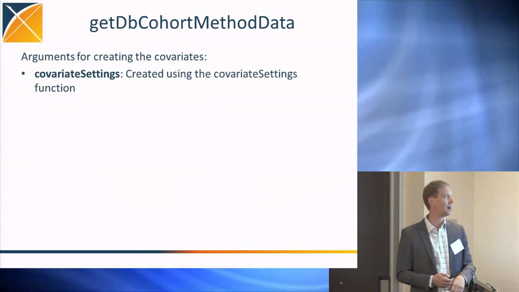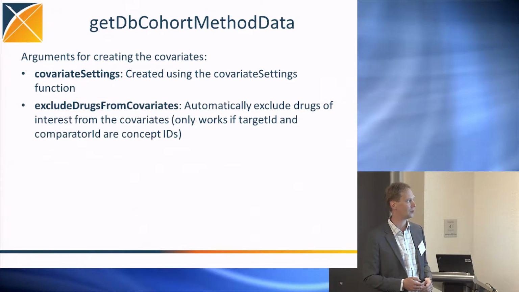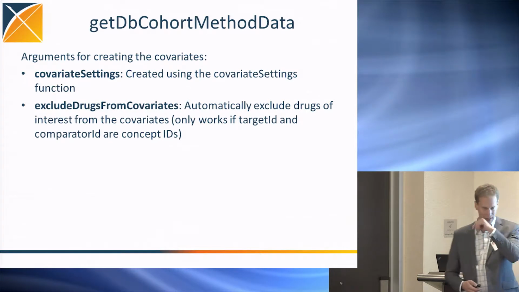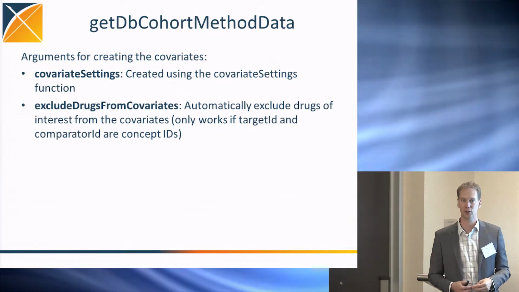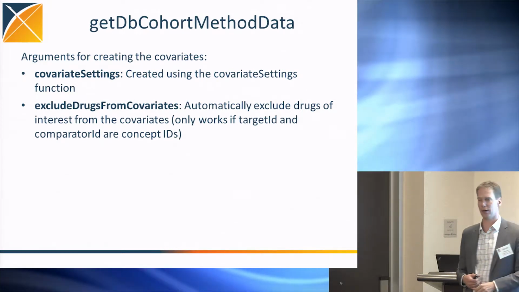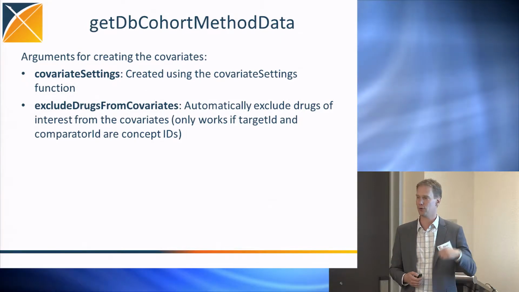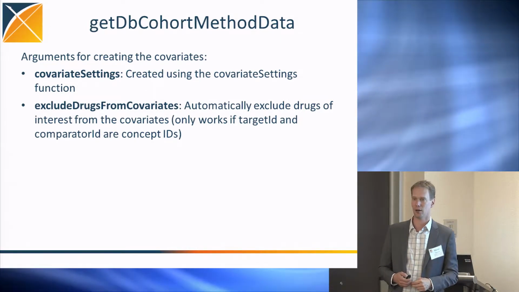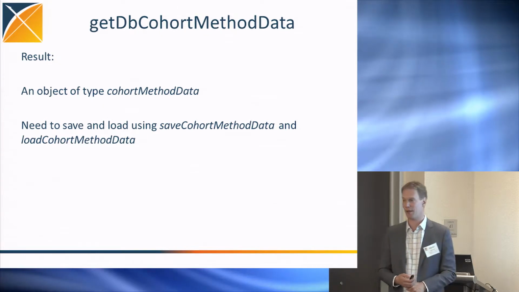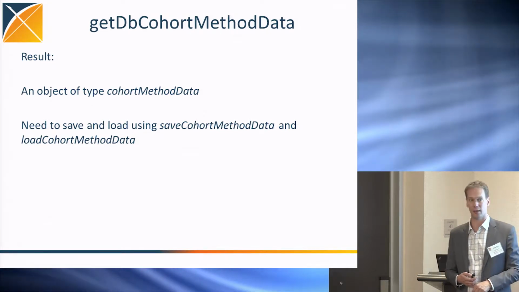Then we need arguments for creating the covariates. So we have our covariate settings object that you create using the create covariate settings function. Like I said, if you're using the drug era table, it can automatically figure out what are the covariates to exclude, to not include the drugs of interest. In that case, you need to set exclude drugs from covariates to true, and it will use this automatic feature. Otherwise, you will have to specify the covariates to exclude in your create covariate settings function call. The result of this function is an object of type cohort method data, and that object uses the ff package to store its data.